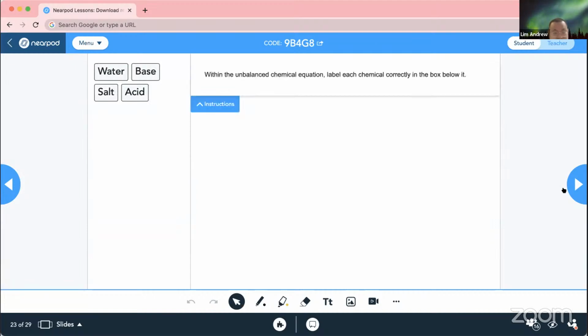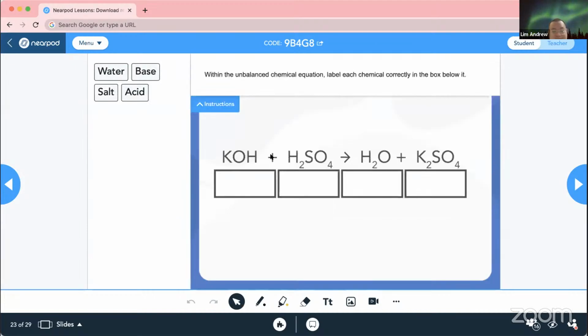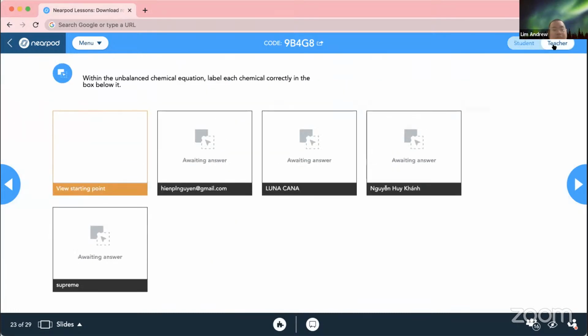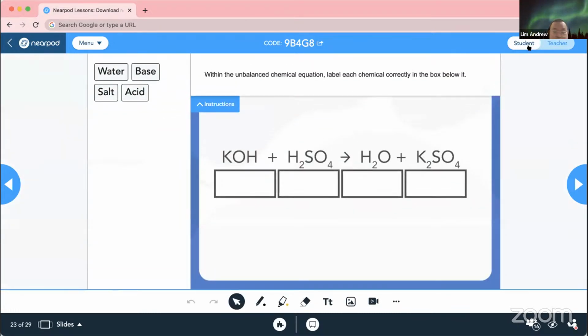Now, students, look at this. Tell me which one is the base, which one is the acid, which one is water, which one is salt. Remember, I mentioned earlier, a base will always end with OH. An acid will always have an H. Water is standard H2O, and the product formed is salt. So you have around 2 minutes to tell me which one is base, which one is acid, which one is water, which one is salt.